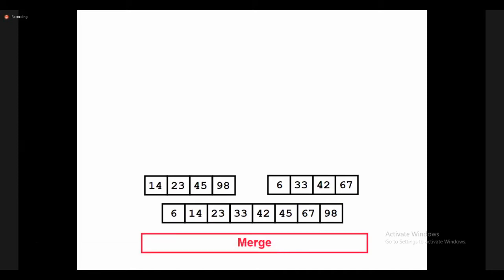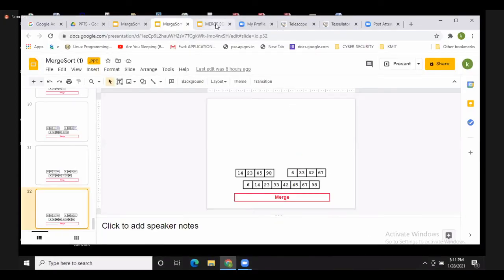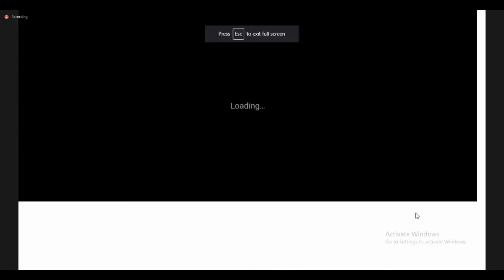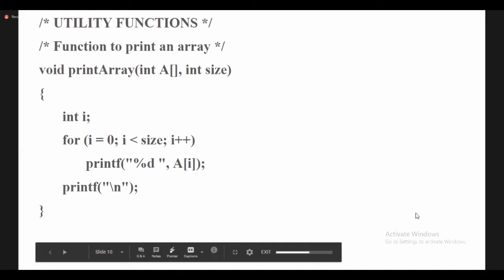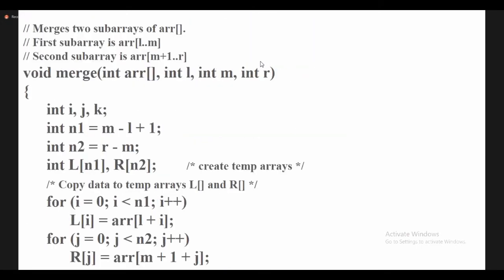Now I explain the program. Do you understand the example? You will have a clear idea when you see the program also. See the program, I explain it.